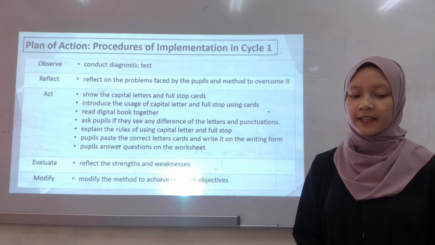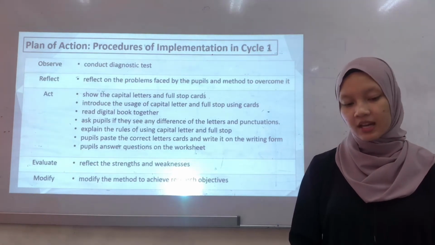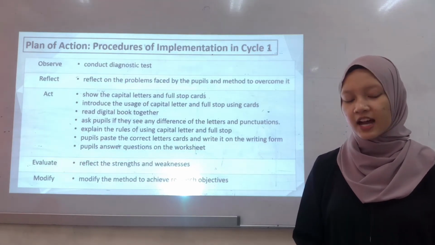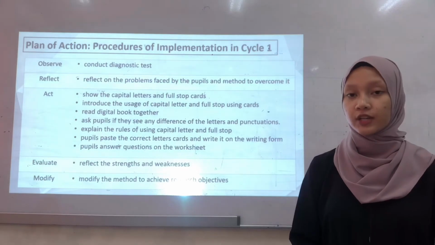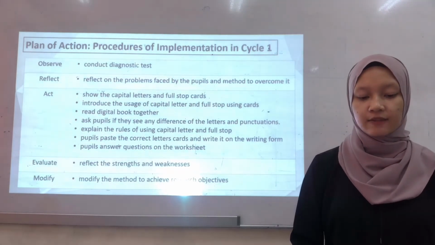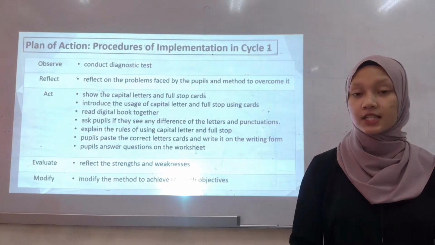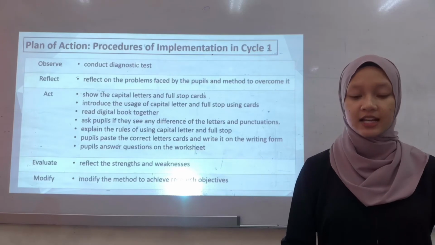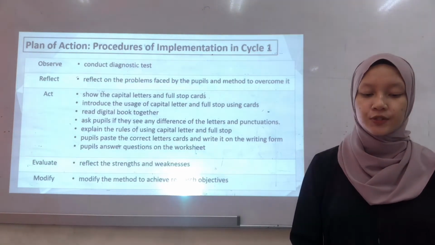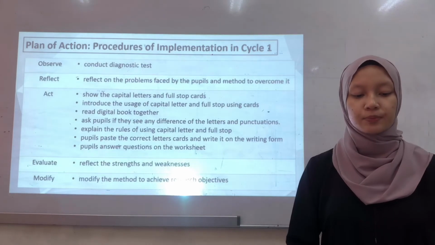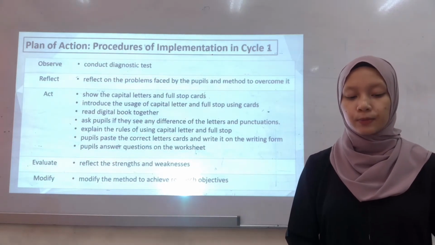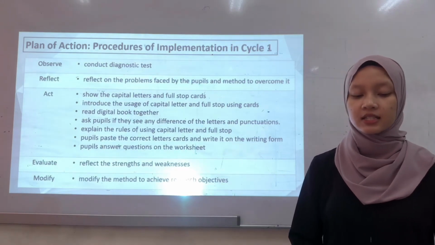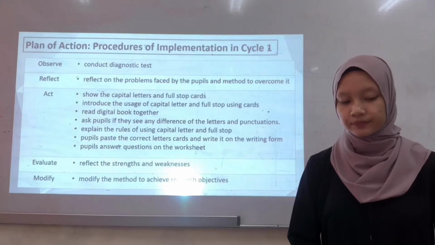First, I will show the capital letters and full stop cards to the pupils. I will introduce the usage of capital letter and full stop using cards, and then I will read the digital storybook together with the pupils, and I will ask if they see any difference of the letters and punctuations. The difference can be seen through the size of the letters and the colors. I will explain the rules of using capital letter and full stop, and then the pupils will paste the correct letter cards and write it on the writing form, and then they will answer the questions on the worksheet given.